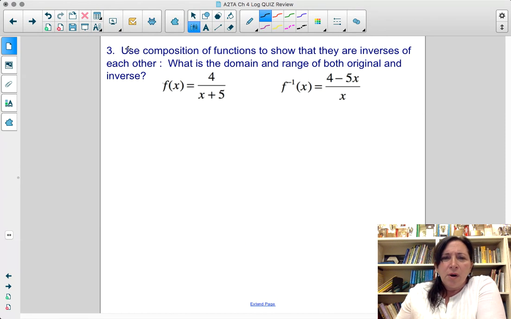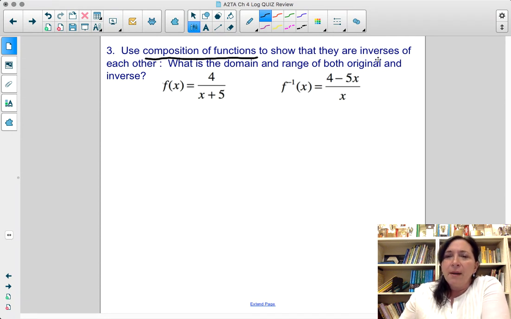Lastly, you want to use composition of functions. And actually, when I ask you to use composition of functions, you do need to use that to see if something is an inverse of each other. You're trying to see if these are inverses of each other. So first of all, let's just look at this equation right here.